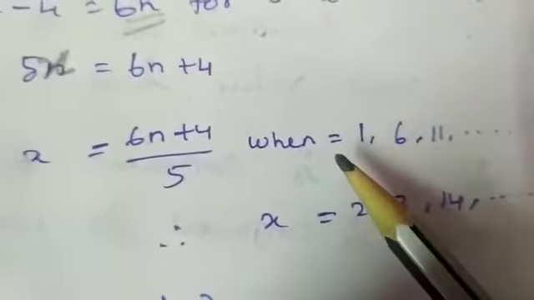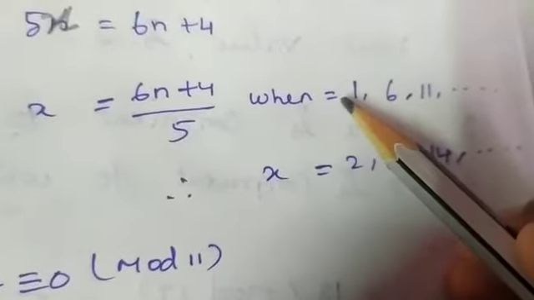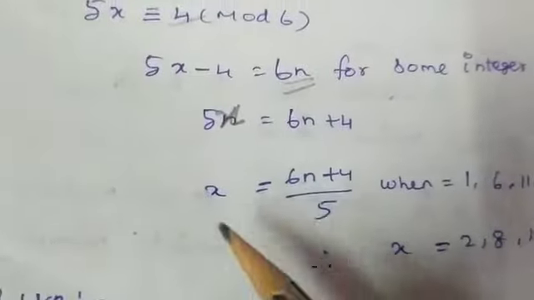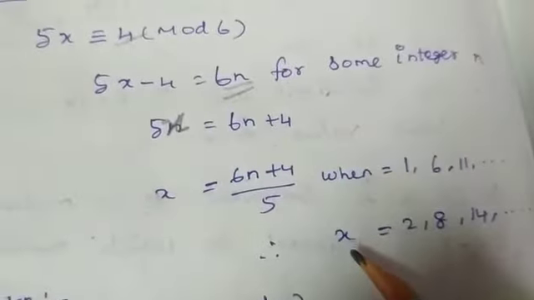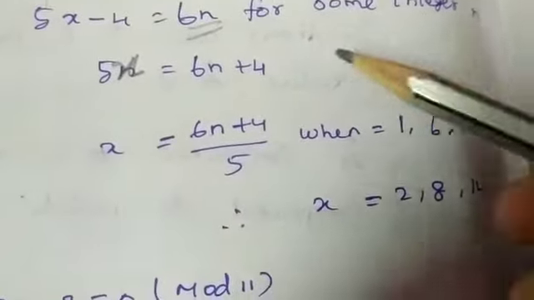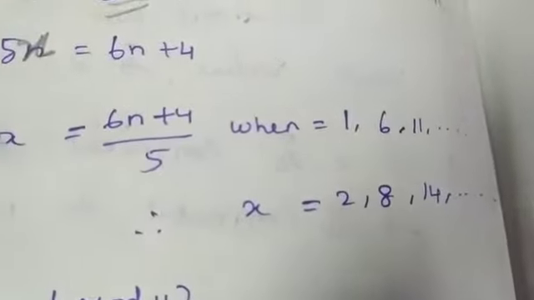When we are substituting the value of n, when n is 1, 6, 11 till infinity, we already did the same steps in the first question, so I'm directly writing the values. You can put the same steps here. Therefore, x equals 2, 8, 14 till infinity.